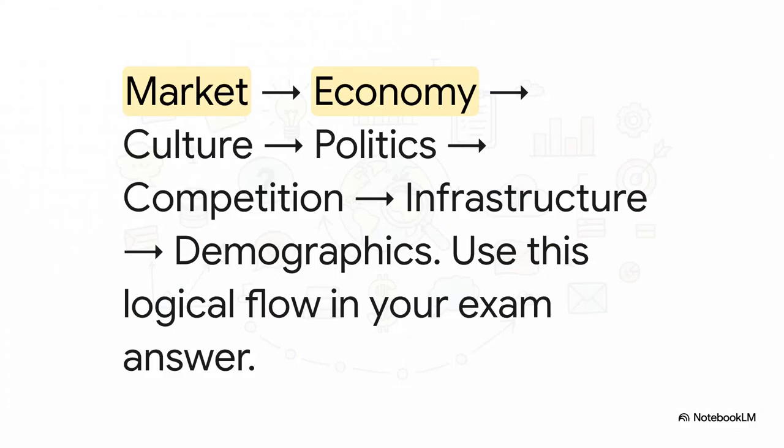This is precisely the kind of deep analysis you need to do for all 7 of those criteria. And to help you remember these 7 points in order, use this little memory cue. It's a logical flow. Start big with the overall market, then zoom in on the economy. Then you analyze the people, the culture, and the rules, the politics. From there, you check out the competition and infrastructure, and finally, you focus on the specific target demographics. See? Market, economy, culture, politics, competition, infrastructure, demographics. Use that flow to structure your answer.